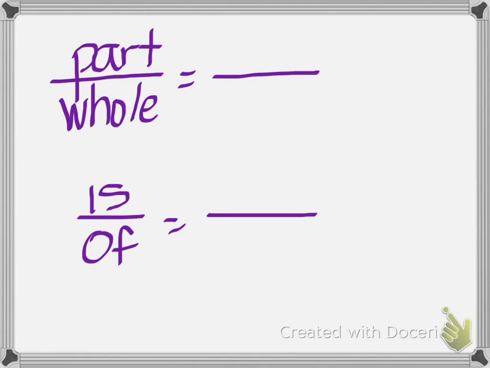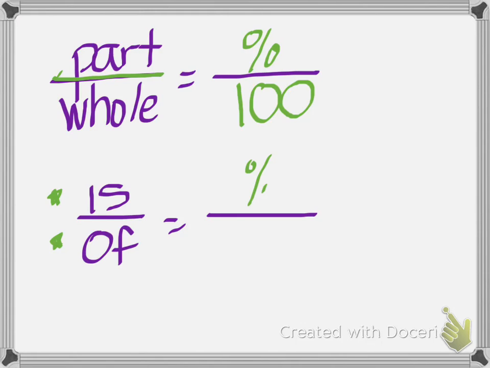The first part is how we set up every proportion. We will always put the part over the whole, and that equals the percent, whatever that number is. And percents are always a ratio to 100. Another way we can think of it, and the wording in the question will actually have the words is and of. So is over of, again, equals the percent over 100.